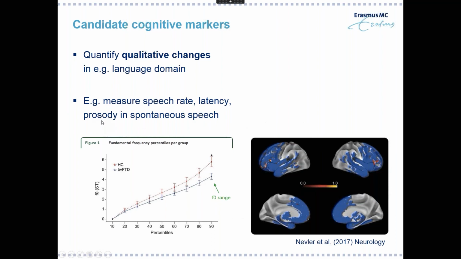An interesting study by Naomi Nevler from Murray Grossman's group in Philadelphia showed lower prosody, so that's the emotional timbre in spontaneous speech, if you will. She showed lower prosody in FTD patients as compared to controls. So basically, it means that the spontaneous speech of FTD patients becomes more monotonous. And that's also something that we observe when we see patients in clinic.